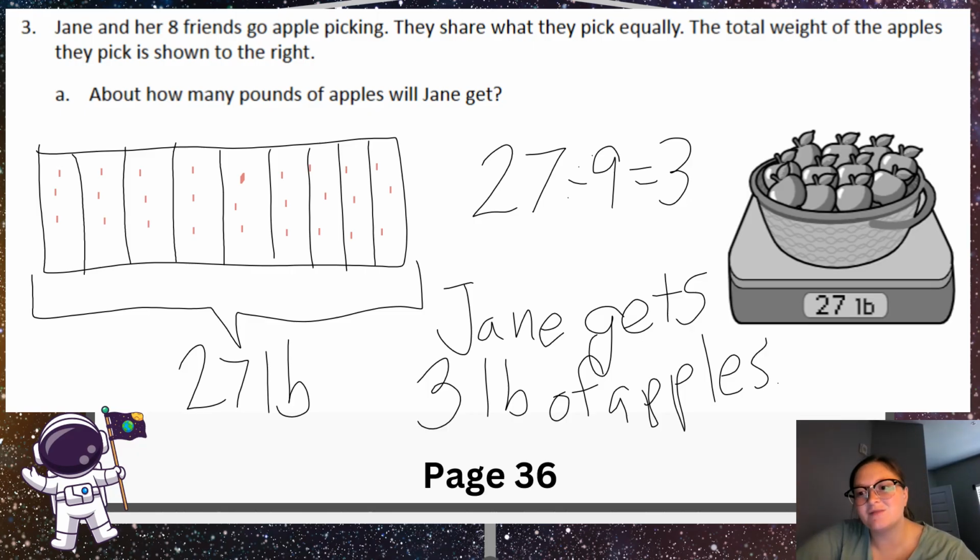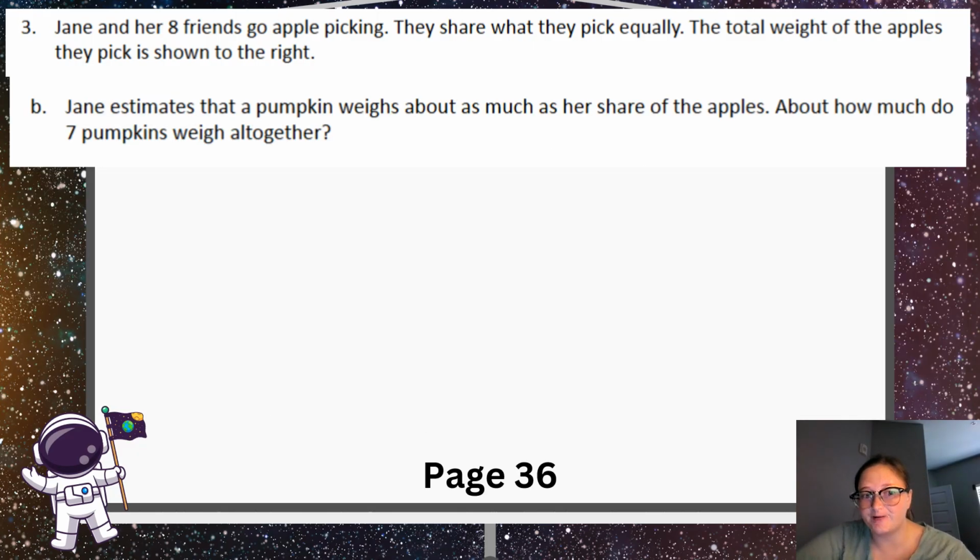All right, let's move on to 3B. 3B says, Jane estimates that a pumpkin weighs about as much as her share of the apples. About how much do 7 pumpkins weigh altogether? Remember to use your answer from 3A to help you solve 3B. All right, now that you've completed your work, check your work with mine.